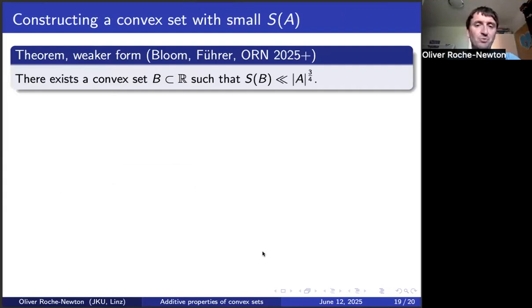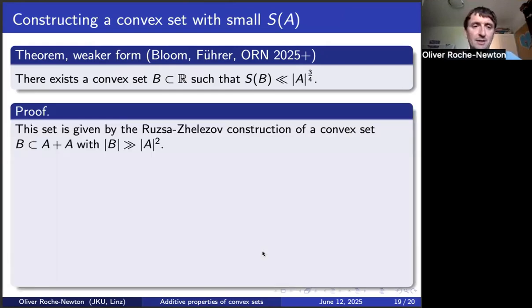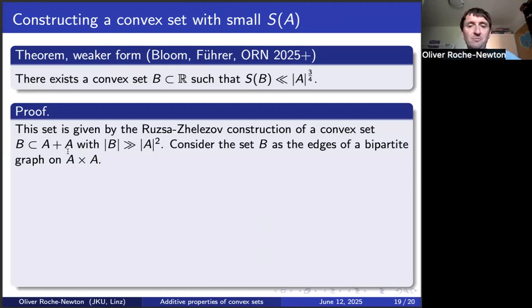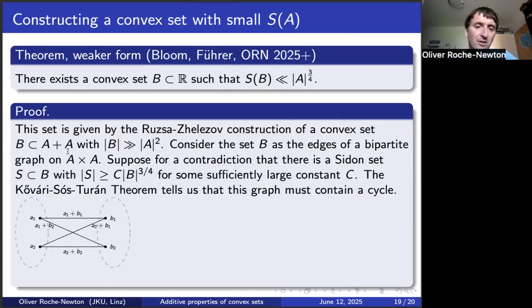So I'm actually going to finish now with a proof of a slightly weaker result, which you can get directly from the Ruzsa–Szemerédi construction. And here it is. So you've got this construction of this convex set B, so tightly packed into a sumset. That's exactly what their statement says. And we can visualize this set as the edge set of a bipartite graph on A cross A. So here's a picture.